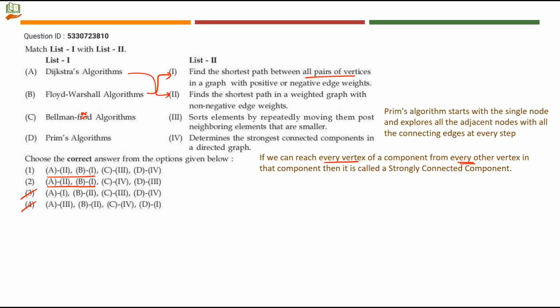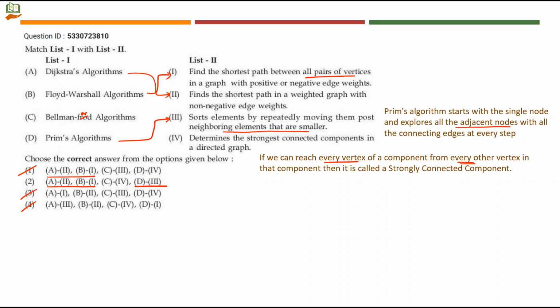Let's get on to Prim's algorithm. Prim's algorithm starts with a single node and explores all the adjacent nodes with all the connecting edges at every step. Just look at the statement here: sorts elements by repeatedly moving them past neighboring elements that are smaller. Though the statement is not directly reflecting it, it is almost taking up the same meaning. So here we can map D to 3. Prim's algorithm will be taking the explanation in 3 here. So D3 is available here, and we can also rule out option 1.